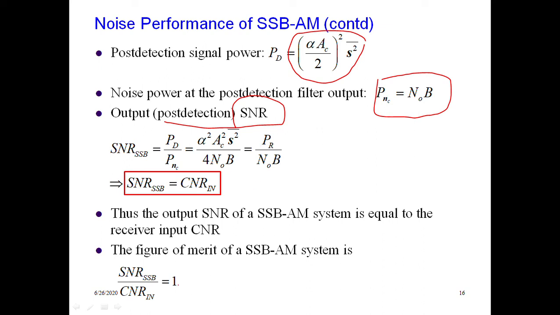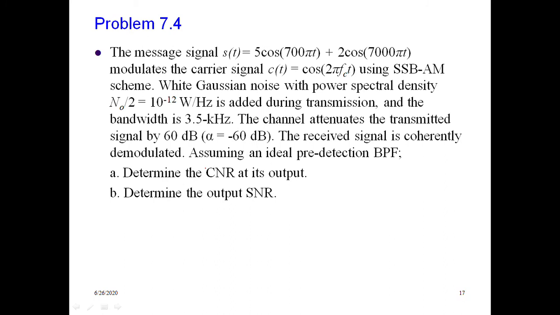Again for SSB, the SNR is equivalent to CNR, with this formula. The difference is here: for double sideband it is divided by 2, and this one is divided by 4. This is due to the equation of the modulated signal, right? To help you understand more, we put two signals with amplitudes of 5 and 2. This is the carrier.